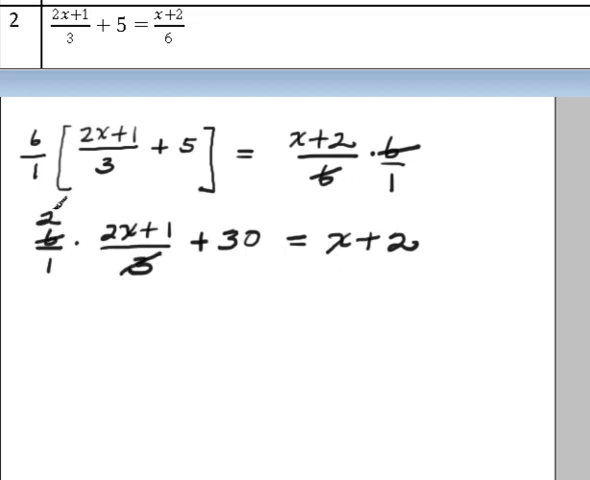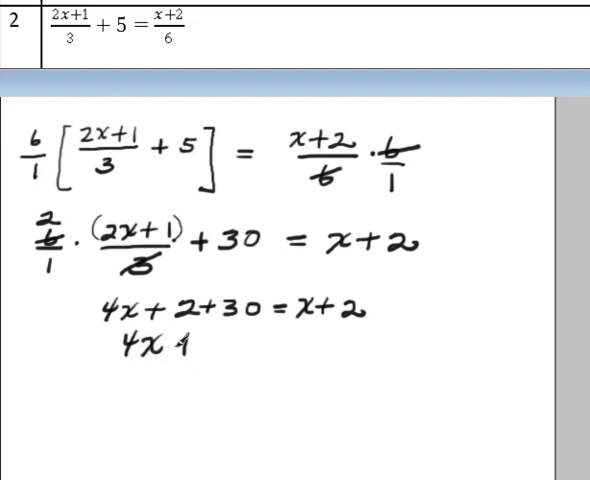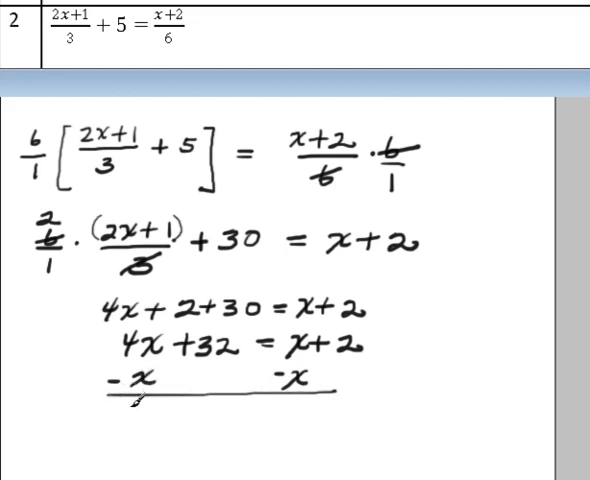We have a 2 here, and this 2 is going to multiply 2x plus 1. All right, so let's do that. So we have 4x plus 2 plus 30 is equal to x plus 2. Now add 2 plus 30, so 4x plus 32 is equal to x plus 2. And now let's say we subtract x from both sides so that we only have one x term. So that's 3x plus 32 is equal to 2. And now let's isolate 3x by subtracting 32 from both sides.